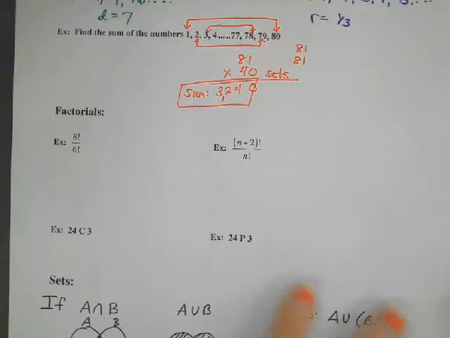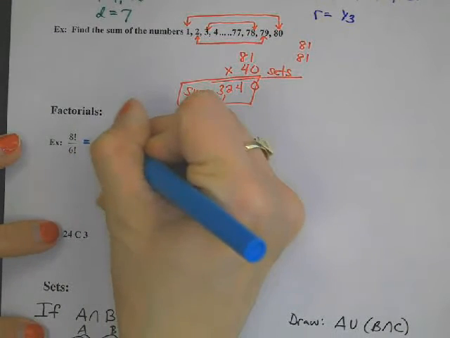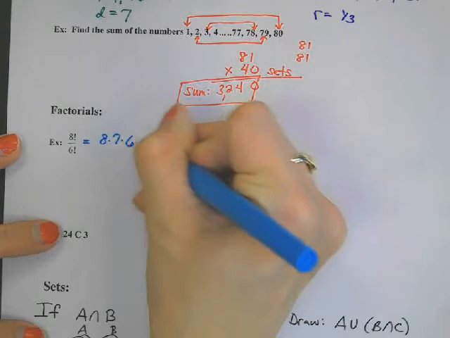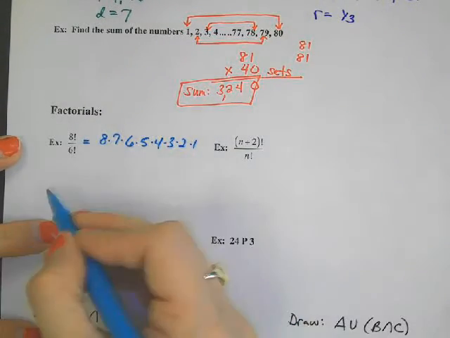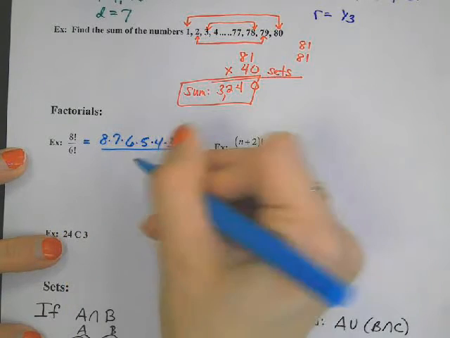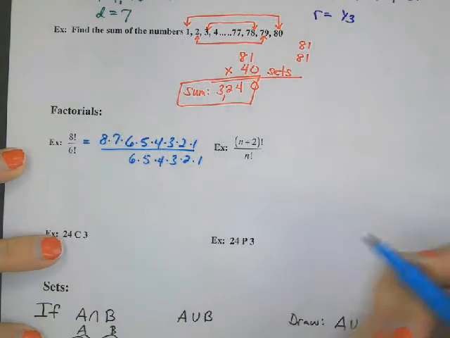Factorials. It doesn't mean excited math. Okay, so factorial means 8 times 7 times 6 times 5 times 4 times 3 times 2 times 1. And we're going to divide by 6 factorial: 6 times 5 times 4 times 3 times 2 times 1.